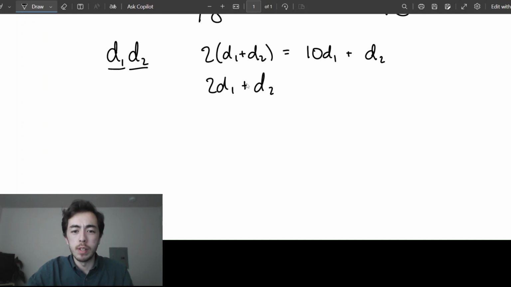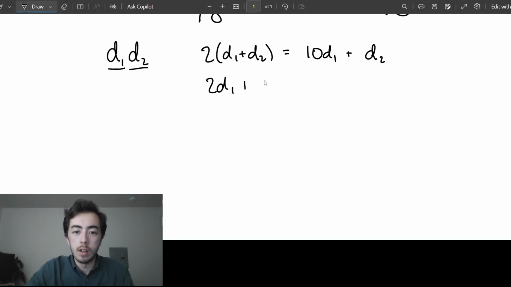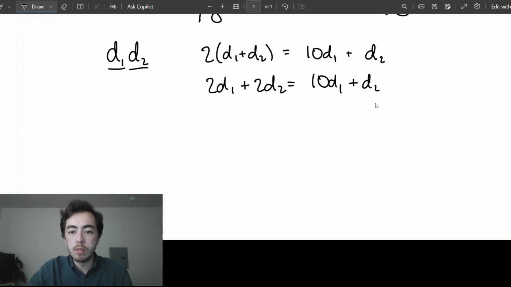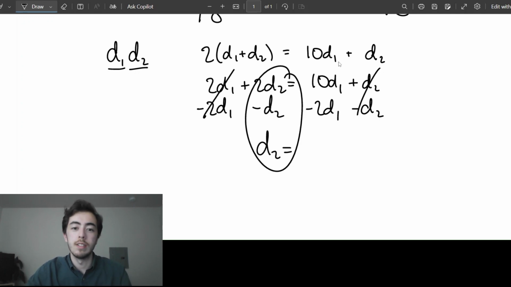If we investigate this a little further, we could try isolating one of these variables, like a y equals mx plus b scenario, and make it a function of the other. So 2 D1 plus 2 D2 equals the right-hand side as is. I think it would be easiest to isolate D2, because I could just subtract a D2 from both sides. I would get D2 here. And then I subtract the two D1s from both sides. So these terms cancel, these terms cancel. This is 1 D2, and over here we have 8 D1.